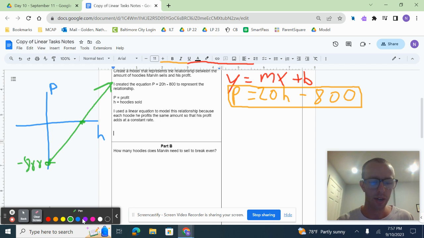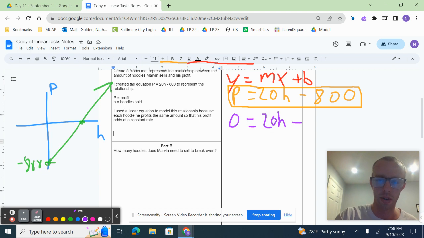So how can I figure out how many hoodies he needs to sell to have $0 in profit? Well, I can plug in. Because I know profit is 0, I no longer need a variable to represent an unknown number. So I'm going to plug in or substitute a 0 into P, and then I'm going to solve the equation. So let's say 0 equals 20H minus 800. And now I'm just solving a two-step equation.